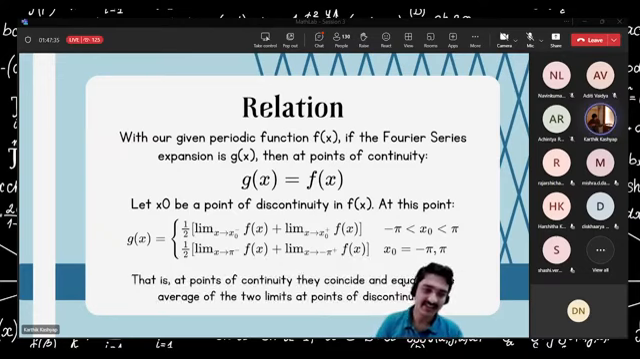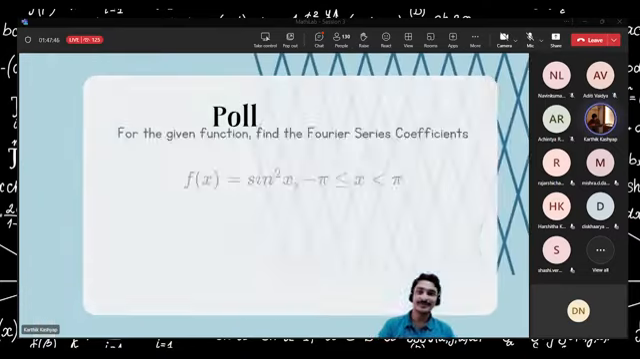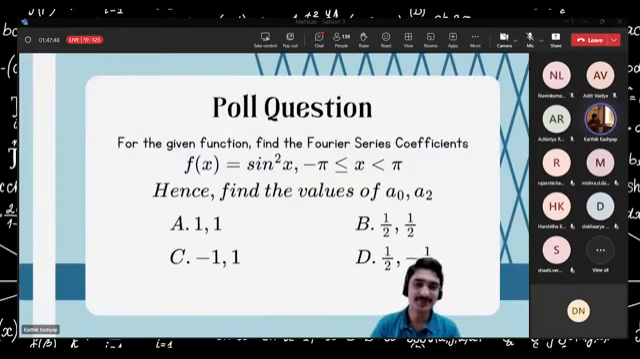So as I said, at points of continuity, they both are equal, then they coincide. And if it is discontinuous at some point, it is equal to the average of the limits at the point of discontinuity. Moving on.